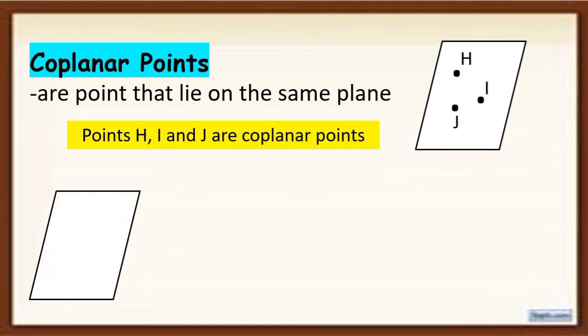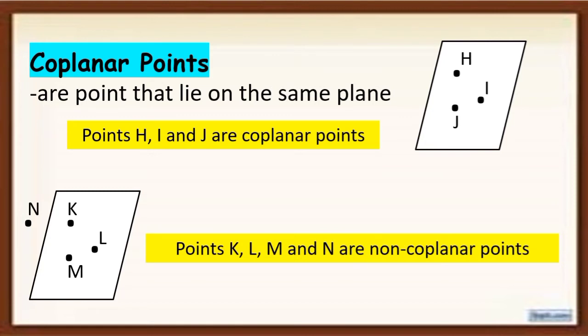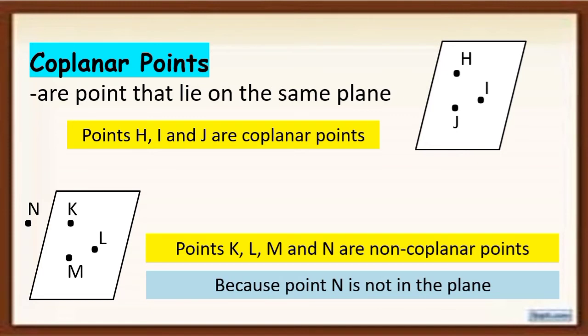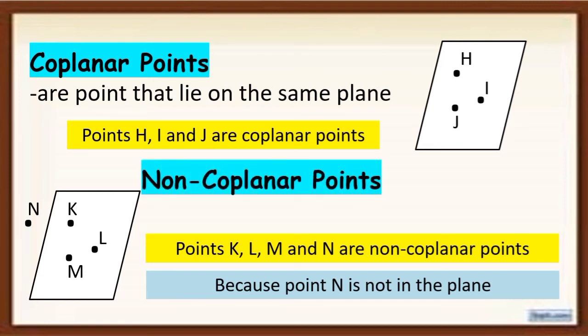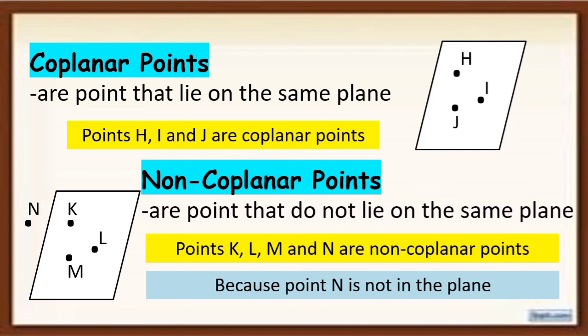How about if we have these points? Point K, point L, point M, and point N. Points K, L, M, and N are non-coplanar points because point N is not in the same plane. Because when we say non-coplanar points, these are the points that do not lie on the same plane. So again, points K, L, M, and N are non-coplanar points, but K, L, and M are coplanar points.